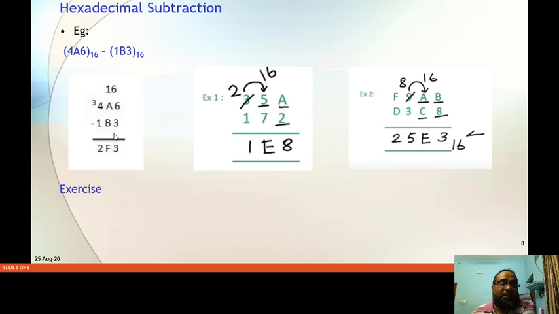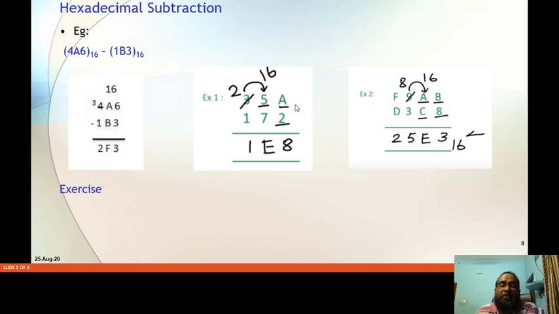See the first one, 6 minus 3 is 3. Then A minus B is not possible because A is a small number and B is a big number, so you have to take a borrow from the previous digit. So 4 becomes 3 and here 16. Now add 16 plus A and subtract B. 16 plus A is 16 plus 10, that is 26. 26 minus 11 is 15, that is F. That is how you get 2F3.